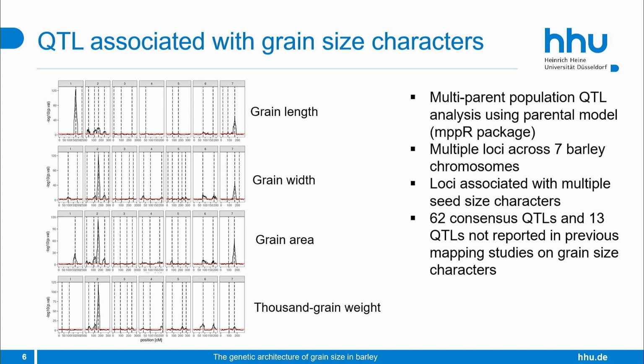And as expected, we found subpopulation specific QTLs that clustered at the same locations of the MPP QTLs. And by this, we were able to find 62 consensus QTLs, which was the shortest possible confidence interval across the overlapping subpopulation specific QTLs. And we found out that at least 13 QTLs were not reported in the previous linkage mapping and also association mapping studies as related to the grain size characters described here. And there were also some loci that were co-located for all grain size characters.